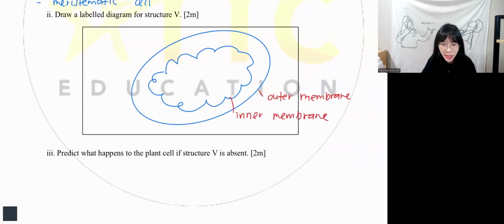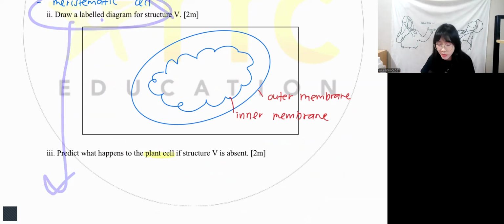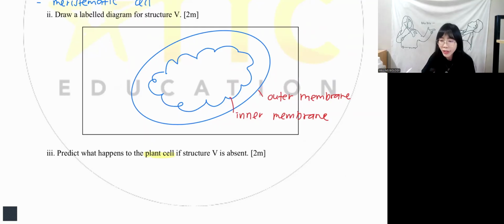Okay, predict what happens in a plant cell if V is absent. The keyword is plant cell. When there is no mitochondria, what happens to the plant cell? It means you have to write about the meristematic cell, right? Because it's the one that can be found in plant cells. What happens to the meristematic cell? Unable to grow, unable to carry out cell division, unable to produce new cells.